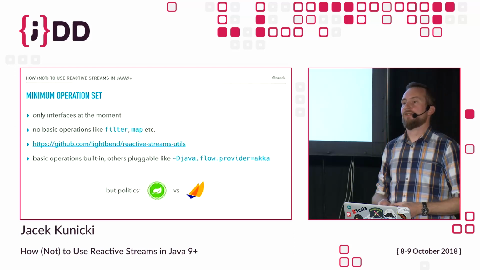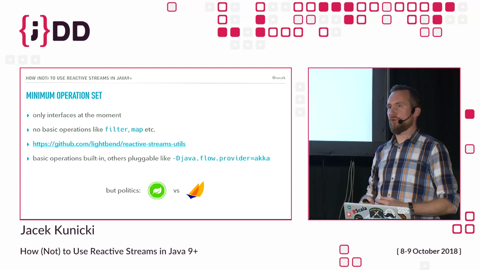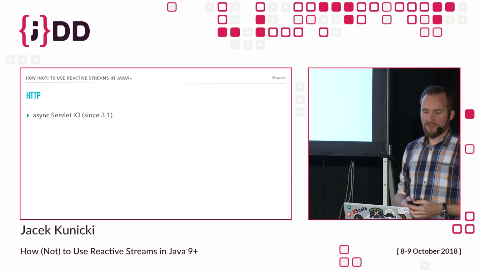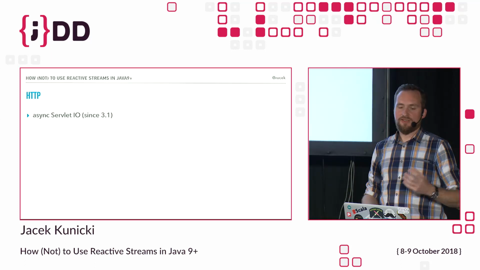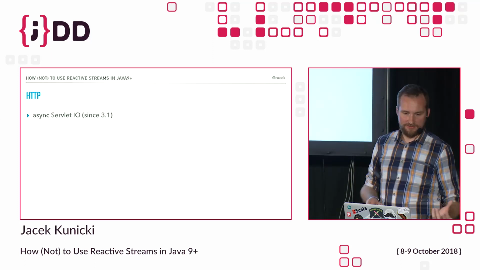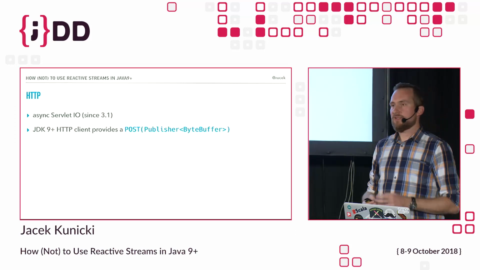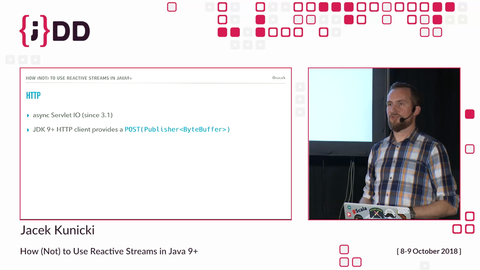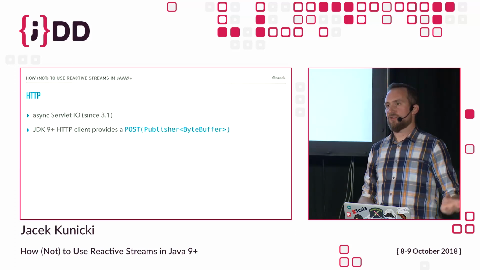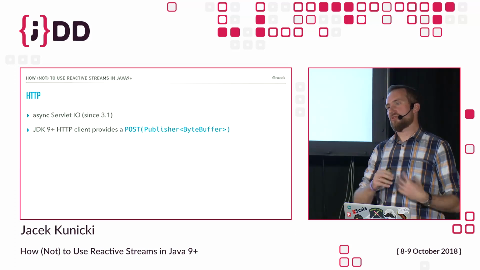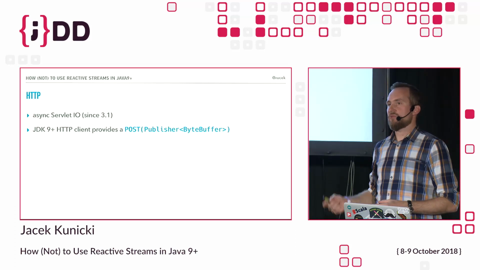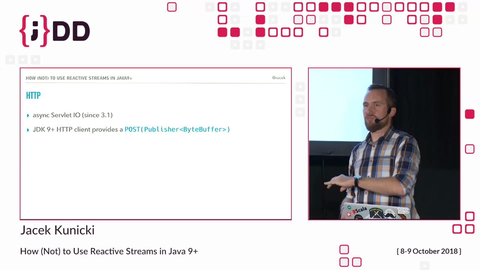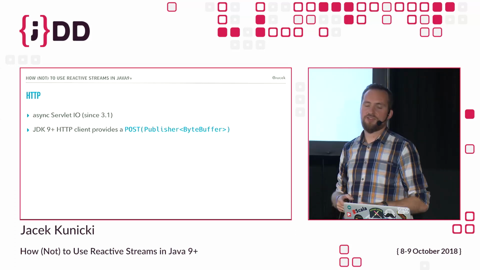The next area that I would like to look at, in terms of what it would be nice to have in the JDK, is HTTP. When it comes to HTTP, we have async servlet I/O from servlet specs 3.1. Then starting from JDK 9, we have the new HTTP client. It was in the JDK incubating package in JDK 9 and 10, so it was not considered stable. But starting from JDK 11, it has become a part of java.net.http. So it's now official. It's now inside the JDK.